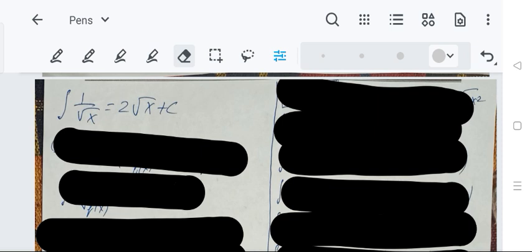Integration of now this is another most commonly used function, 1 upon root x. You just remember that its integration is 2 root x.